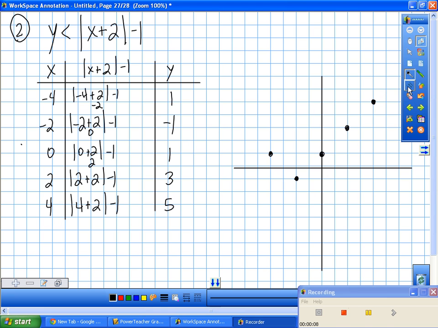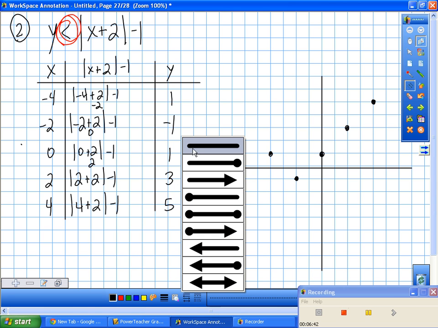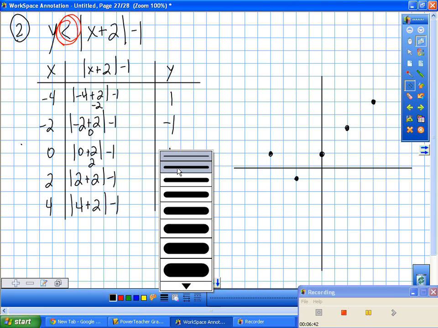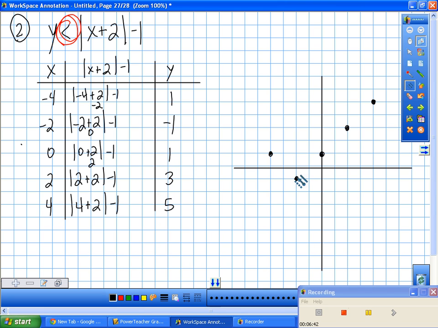If I'm going to draw my lines in, due to the fact that this is an inequality, I need to have my lines represent the inequality. So with this symbol of less than and not less than or equal to, when I draw my lines, I want to have dotted lines to represent that I don't want to include the points on the line. So in the same way I did with my linear inequalities, I'm going to do with my absolute value inequalities. So the dotted line is due to the fact that I have the less than sign.